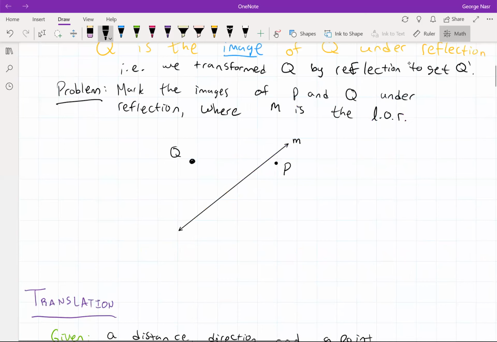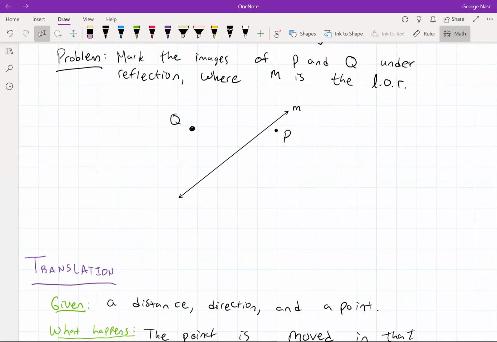Okay, so here's a problem for you. So please pause the video, copy this example down unless you have the notes, and draw the images of P and Q under reflection, where M is the line of reflection. Okay, so go ahead and pause now and don't spend more than 2 minutes. 2 minutes. Go. Okay, hopefully you were honest again and paused.